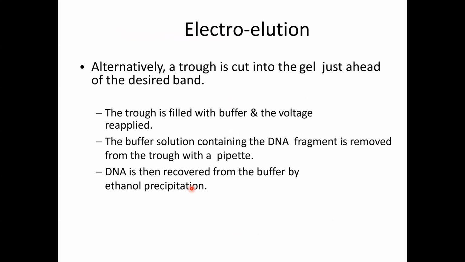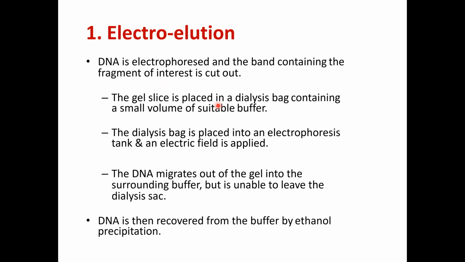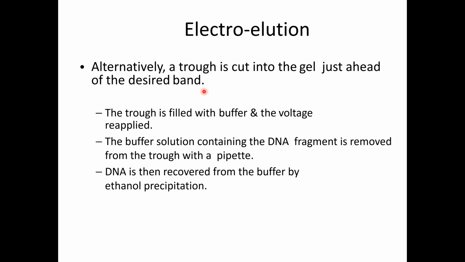So we have here, alternatively, a trough is cut into the gel just ahead of the desired band. So there's also another step on how you're going to recover the DNA, aside from adding the ethanol precipitation. You could cut a trough through the gel just ahead of the desired band. The trough is filled with buffer and a voltage is reapplied, and then the buffer solution, which contains the DNA fragment, is removed from the trough with a pipette.